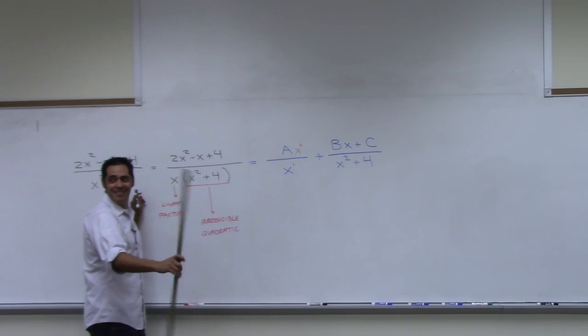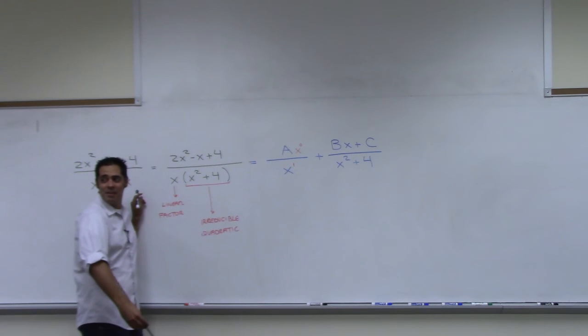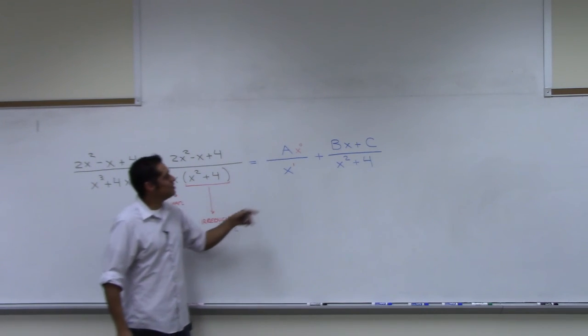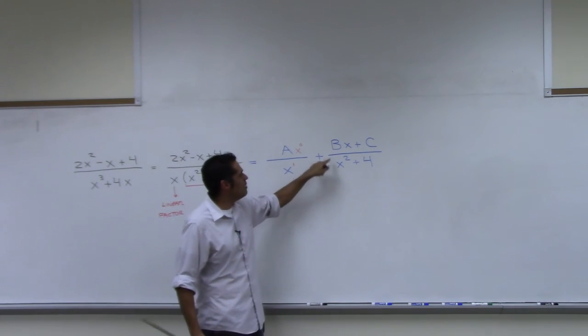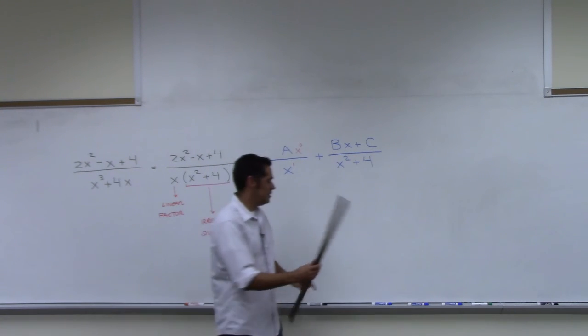Why, Diego? Because the denominator is going to turn out to be u, and the derivative of that will be one power less. So you'll have u on the bottom and the derivative on top, and then you can let u be natural log, and it works.